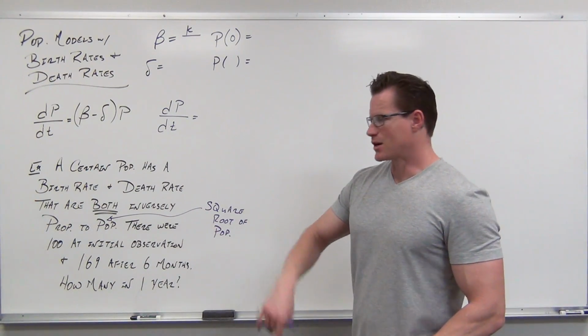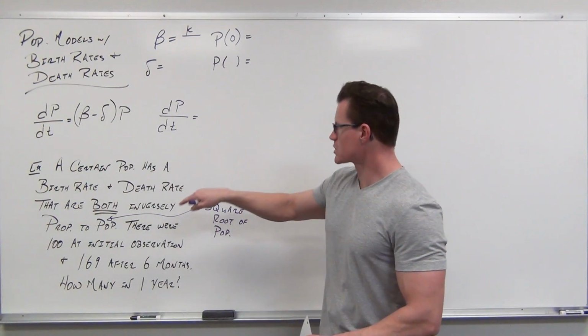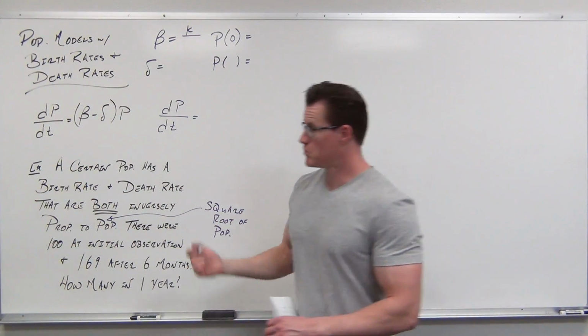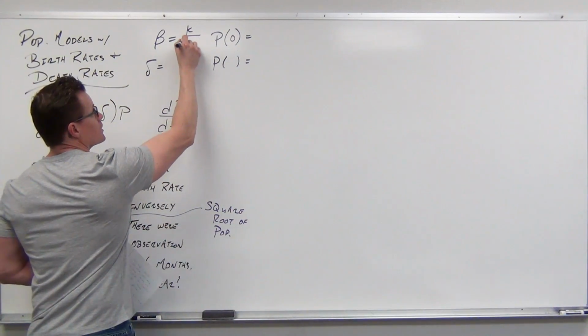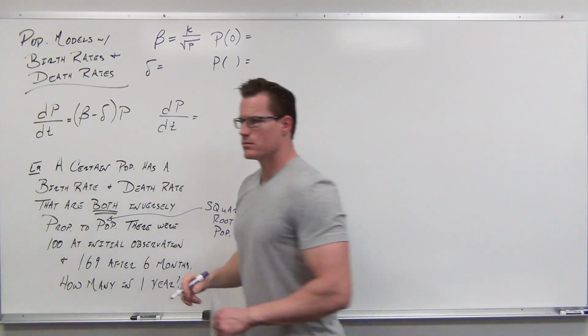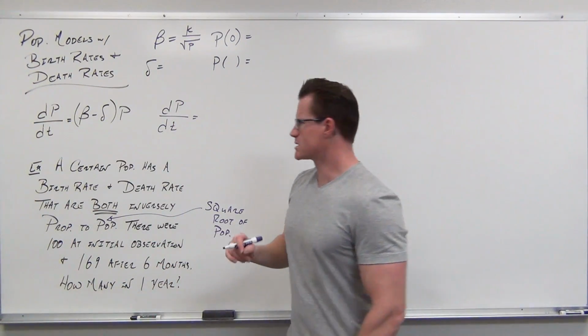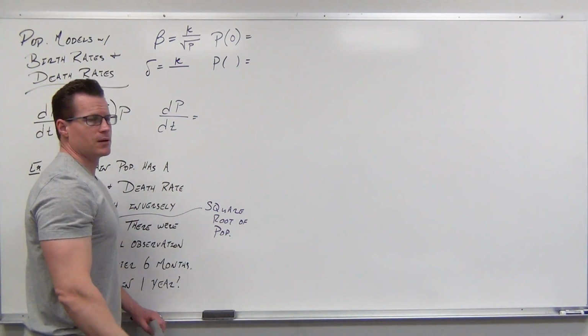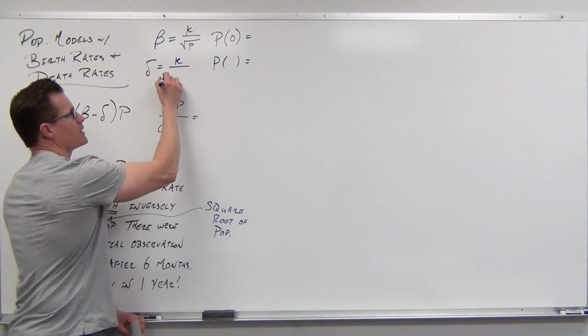So sorry about that. So the birth rate is inversely proportional. That's k divided by the square root of the population. All right, well, that's the square root of p. Well, wait a minute, the death rate's the same. The death rate is inversely proportional, k divided by, the square root of the population.